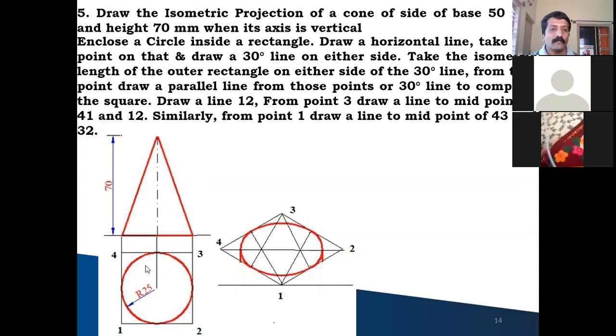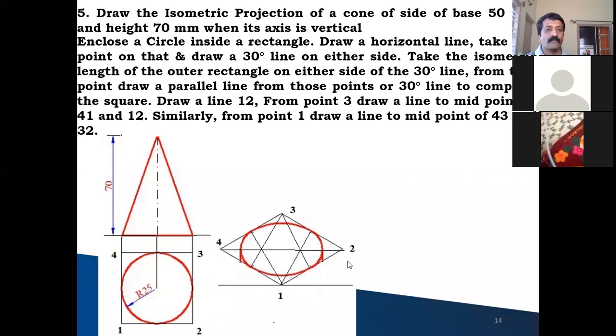First, you draw a circle in the top view, radius 25 millimeter or diameter 50 millimeter. After drawing the circle, you enclose this circle within a box, and here you are going to get exactly a square box. How to do it? From this point, you draw a horizontal projector line, and from this point, that means you are drawing a tangent, you draw a vertical projector line. Wherever these horizontal and vertical projectors meet, your box is ready. I will name this box 1, 2, 3, 4.